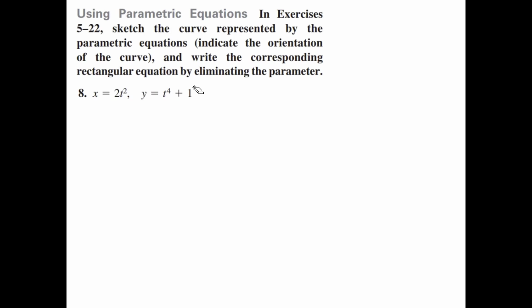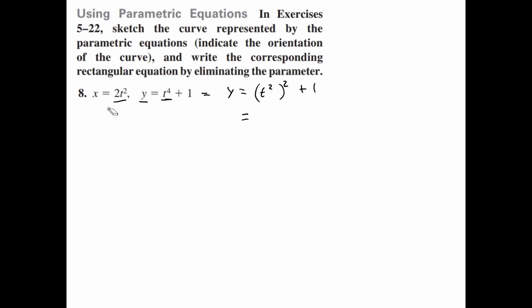Okay. In exercises 5 through 22, sketch the curve represented by the parametric equations, indicate the orientation of the curve, and write the corresponding rectangular equations by eliminating the parameter. There's no formula for this, no easy way to do this, and it just takes a little bit of practice. We don't always need to solve for t. If you notice here, for y, we have t to the 4th, which over here we have a t squared. So then we have y equals t squared squared plus 1.